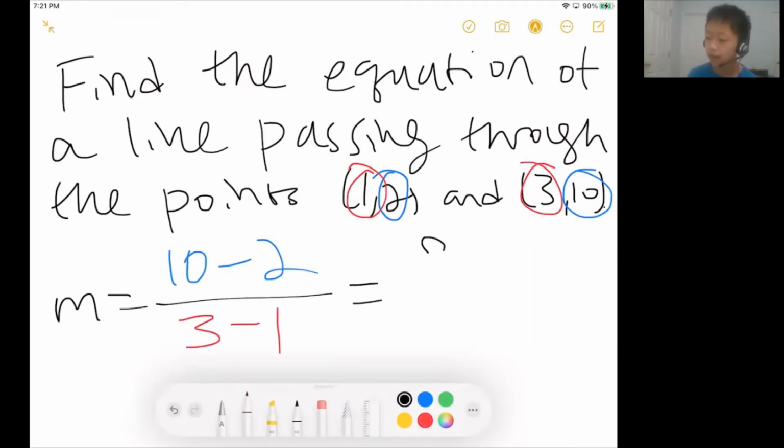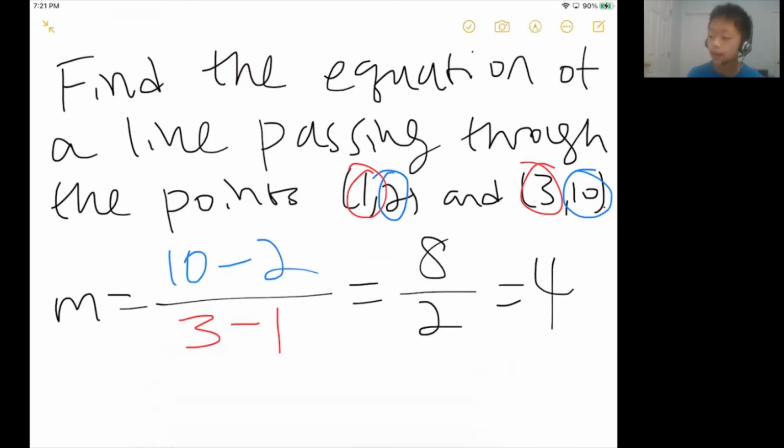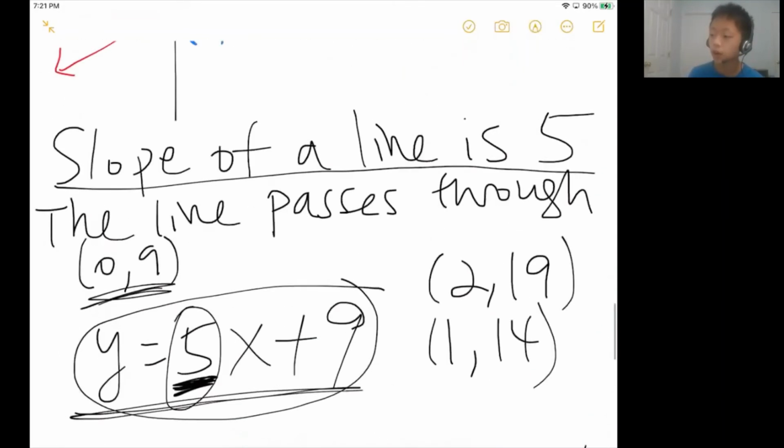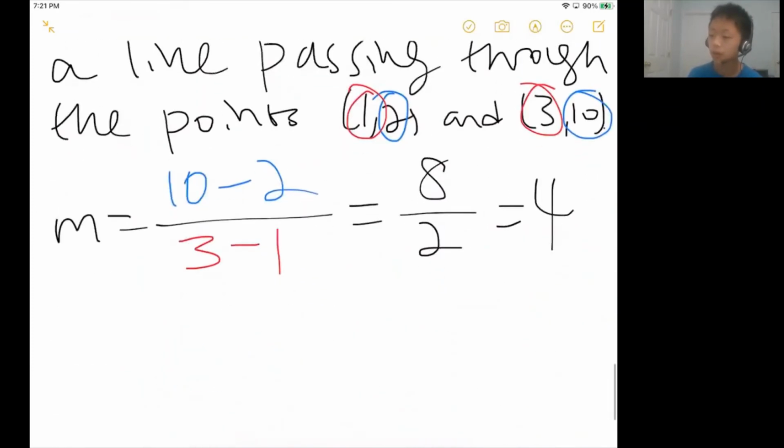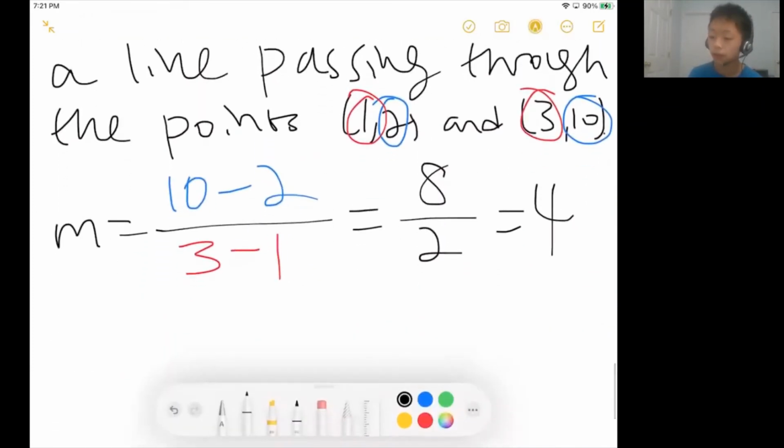So we can just calculate this. On the top, we have 8. On the bottom, we have 2. So 8 divided by 2, the slope must be 4. So we found the slope of the line, and we know m is 4. We know the equation is y equals mx plus b, so the equation of the line must be in the form y equals 4x plus b, since we found that the slope was 4. And now all we need to do is find what b is, the y-intercept.